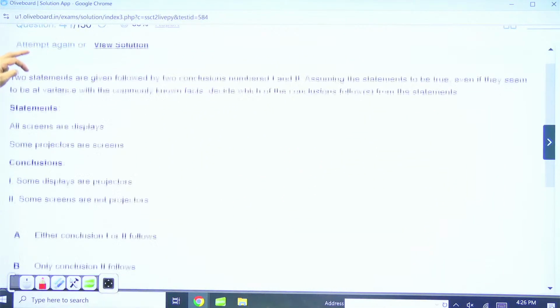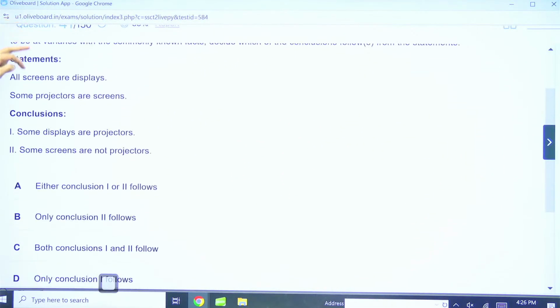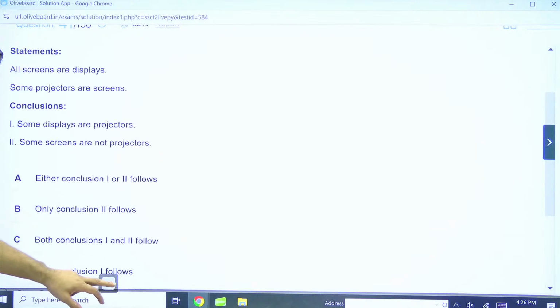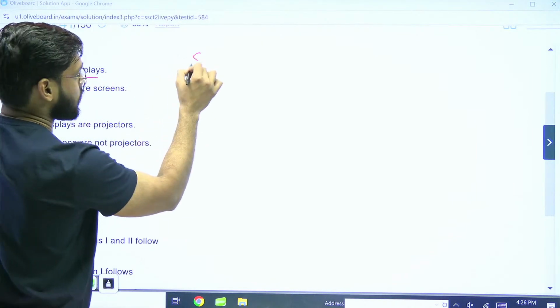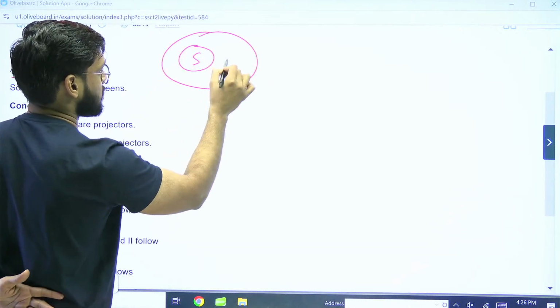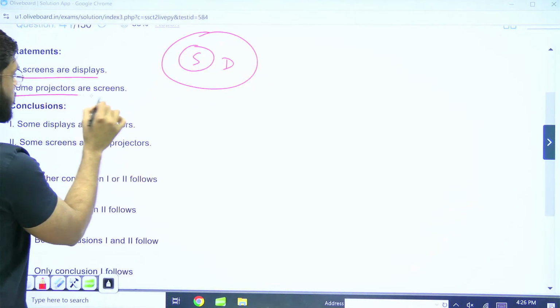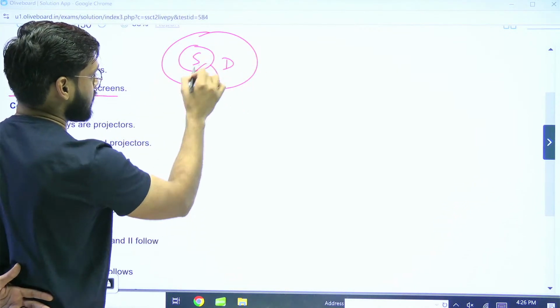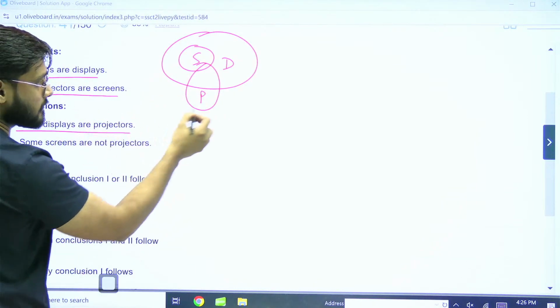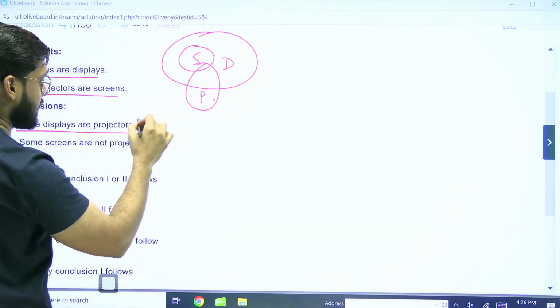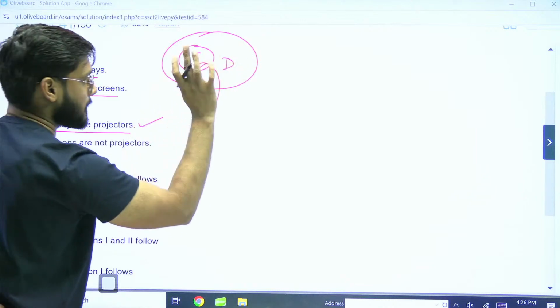11th question from the syllogism. Let's find the right answer for this question. All screens are display. Some projector are screen. Some display are projector. This is the conclusion. Some projector are display. Yes, this is true because projector and display are making a relation.